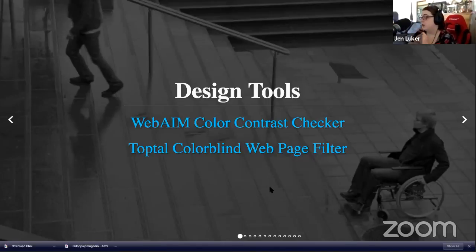And those features are simply making sure that they can identify what the text is on a button, or if you're looking at a block of text, identifying where the links are within that block of text.